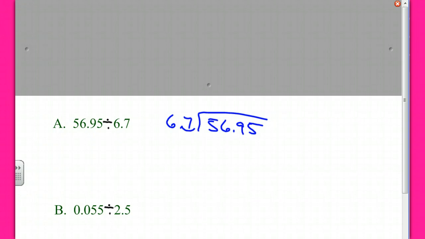But when we multiply the divisor by 10, we've got to multiply the dividend by 10 as well. Or when we move it one place to the right, we've got to move the dividend's decimal one place to the right as well. So here it is now in the dividend. Let's bring it up to the top so we remember where that is. Okay? And now can 67 go into 5? Can it go into 56?